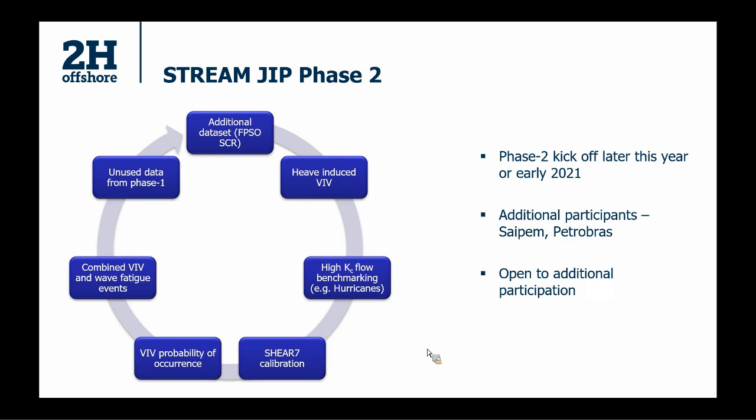And also there might be some damping on VIV, for example, from wave, and that is what we are going to look at. And finally, there is a lot of unused data from phase 1 because of budget and time constraints. We could not look at all the data from phase 1. I would say we looked at about 30% of the data actually. So there is a lot more data that we can add to further validate our parameters in phase 2.